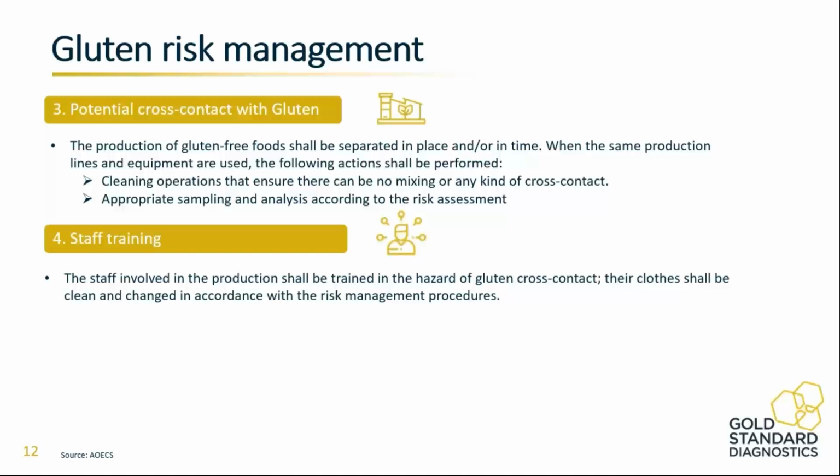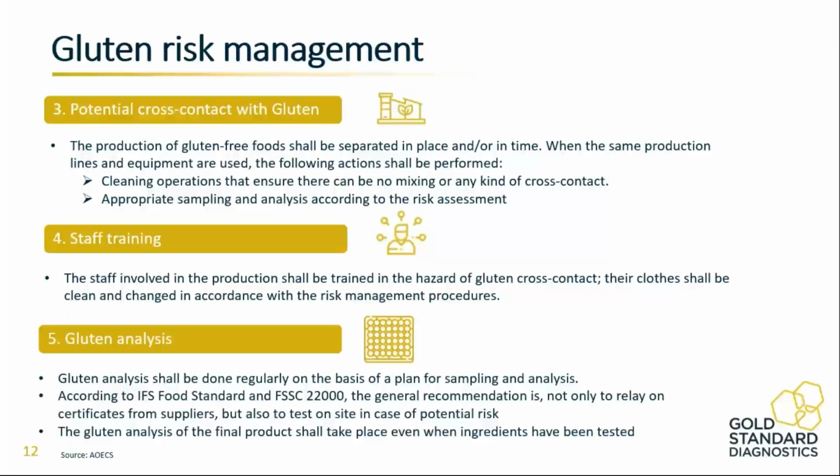Of course, another important point is the staff training. So the staff involved in the production shall be trained in the hazard of gluten cross-contact. Their clothes shall be clean and changed in accordance with the risk management procedures. So this is something quite general in the food industry, but specifically very, very important to avoid cross-contamination with allergens and specifically with gluten. Of course, the staff cannot wear the same clothes when they are having lunch as when they are in the production site manufacturing the gluten-free product.